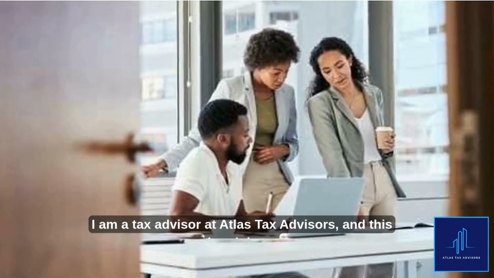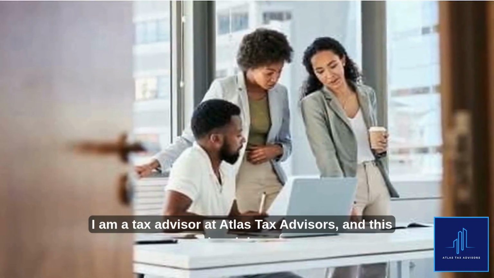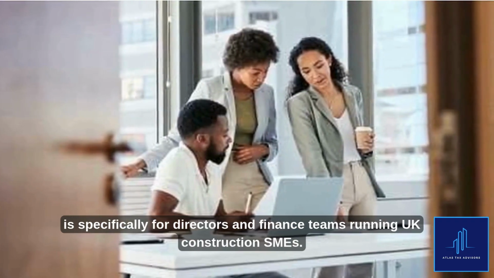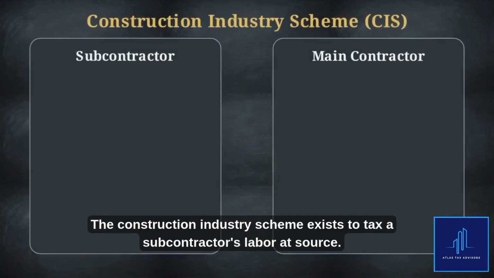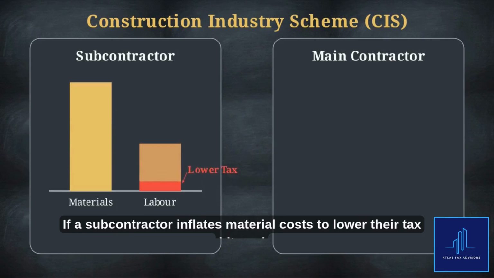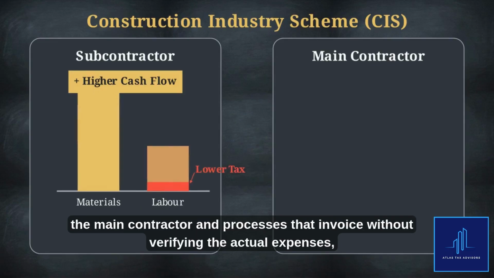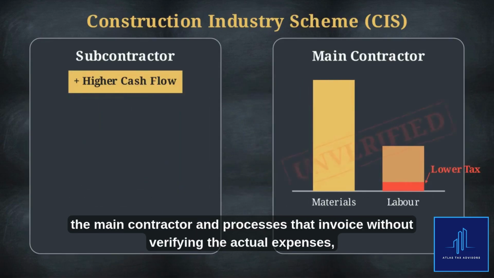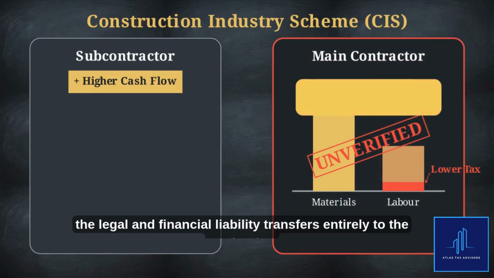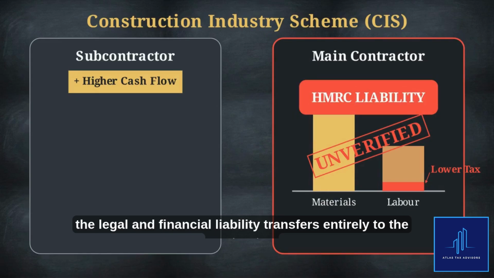I am a tax advisor at Atlas Tax Advisors, and this breakdown is specifically for directors and finance teams running UK construction SMEs. The Construction Industry Scheme exists to tax a subcontractor's labor at source. If a subcontractor inflates material costs to lower their tax hit, and the main contractor processes that invoice without verifying the actual expenses, the legal and financial liability transfers entirely to the contractor.